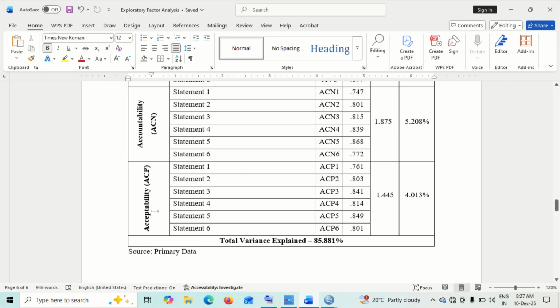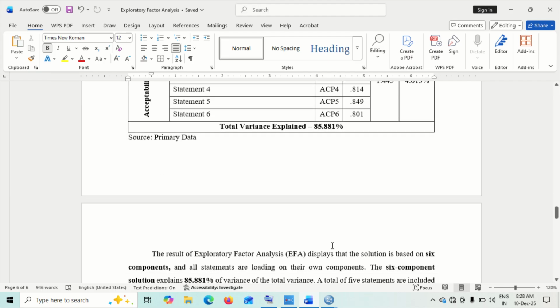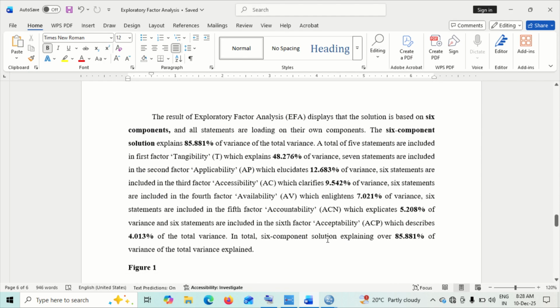And lastly, that is acceptability, which again has 6 statements, and the codes are ACP1 to ACP6, and all the statements have a factor loading of 0.70. The eigenvalue is 1.445, which is greater than 1, and which explains the variance in adoption level, that is 4.013%, and the total variance explained for all the components is 85.881%.